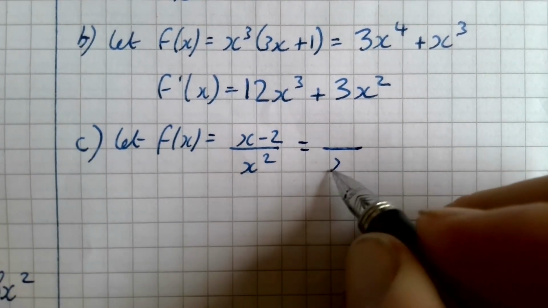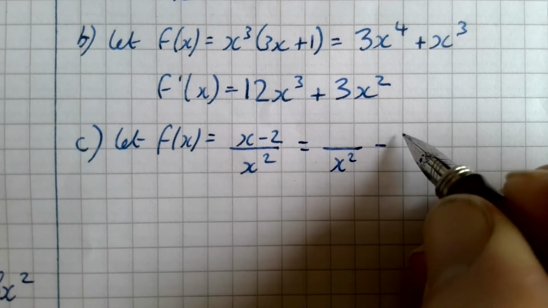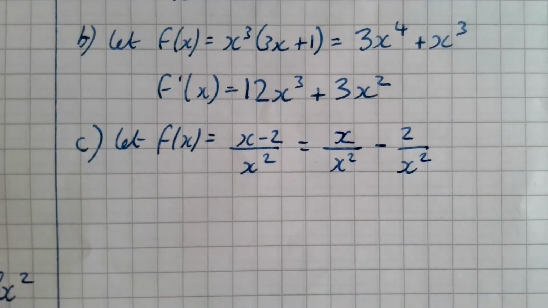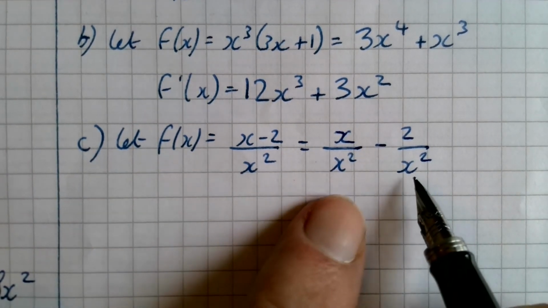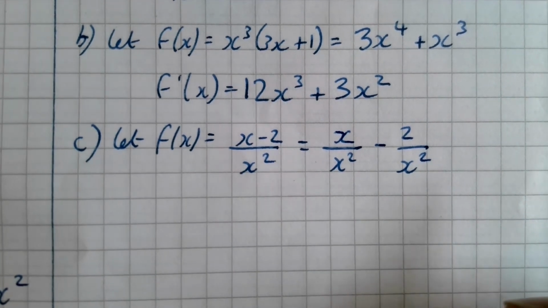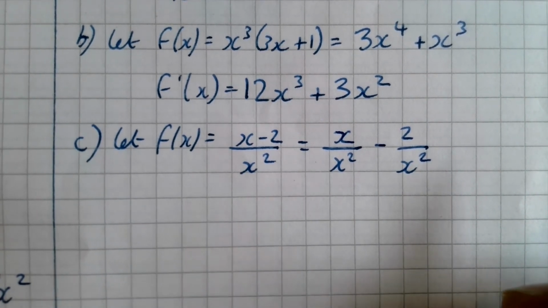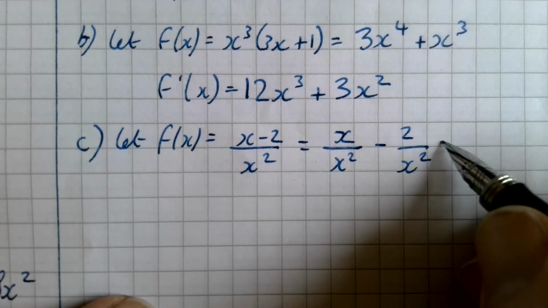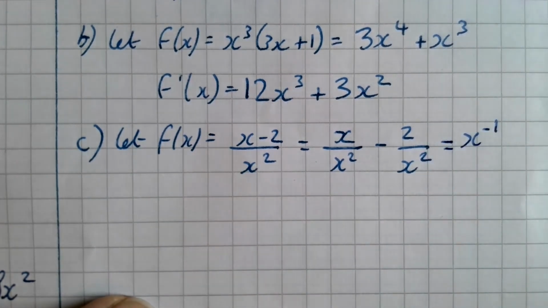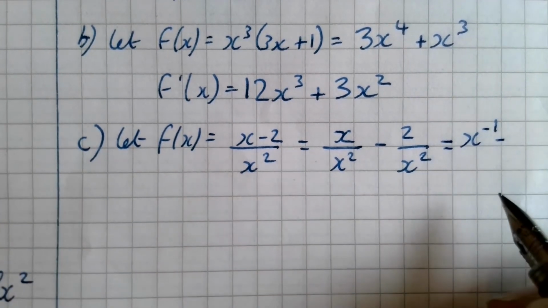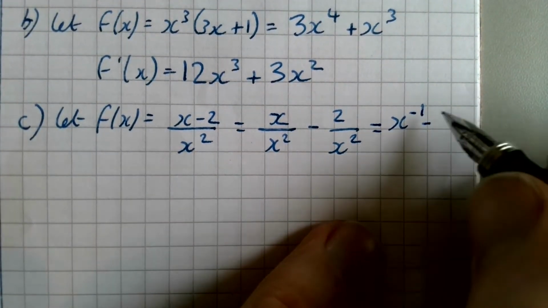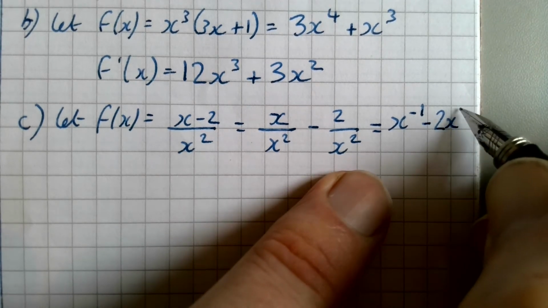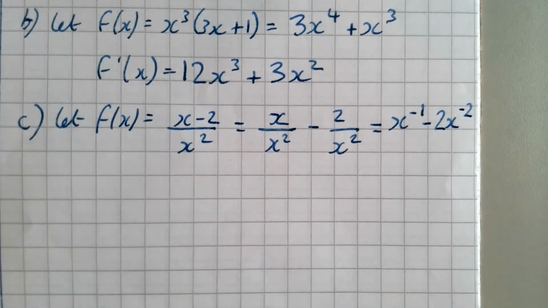So remembering what happens when you're adding or taking fractions, we can split the numerator if we keep the denominator the same. So that will give us that, but then we need to think about what does that mean in terms of powers of x. So x divided by x squared would be 1 over x, which is x to the power -1, and 2 over x squared, we've got the negative in there, and then it would be 2x to the power, and you just turn the power negative like that.